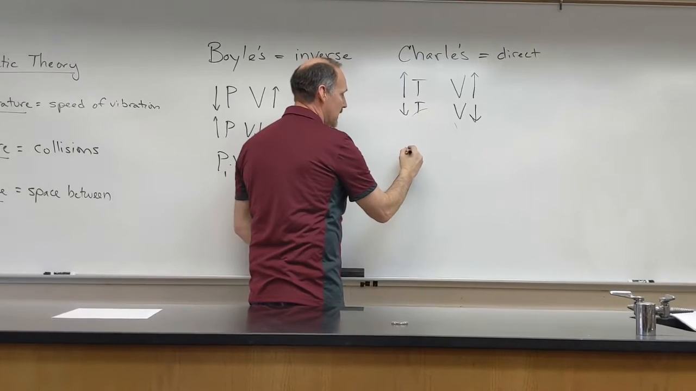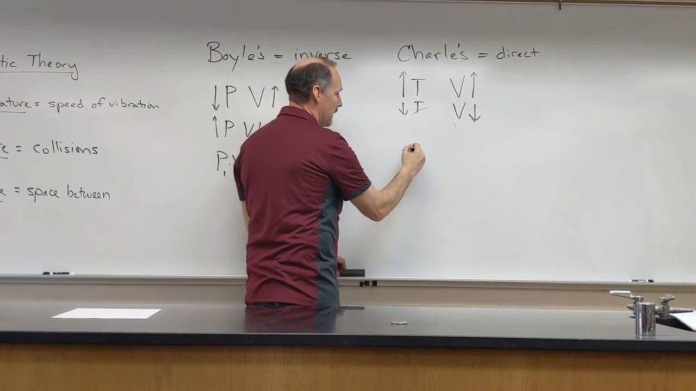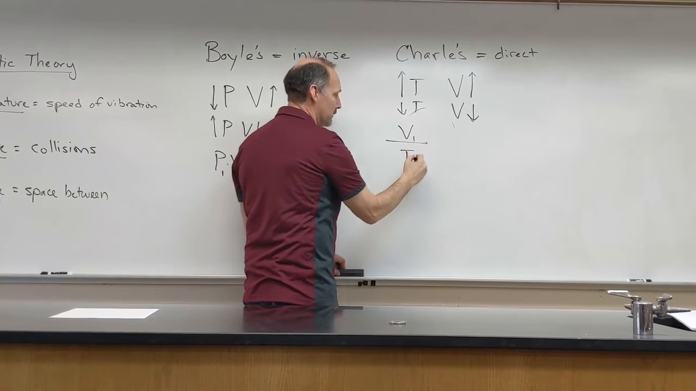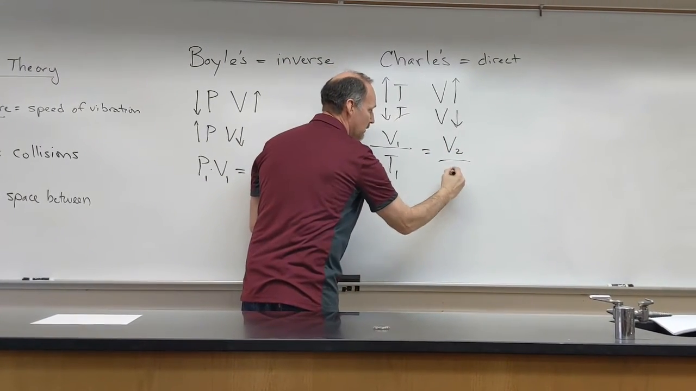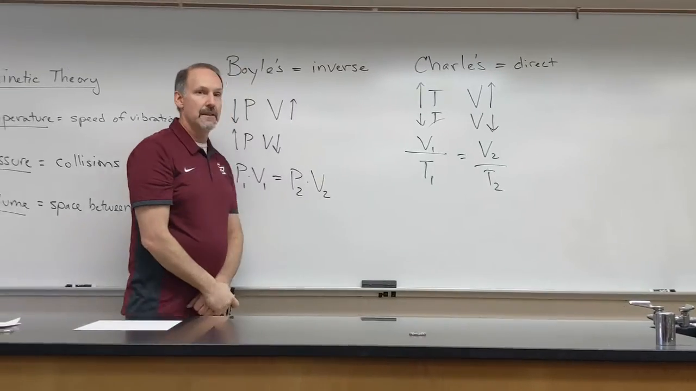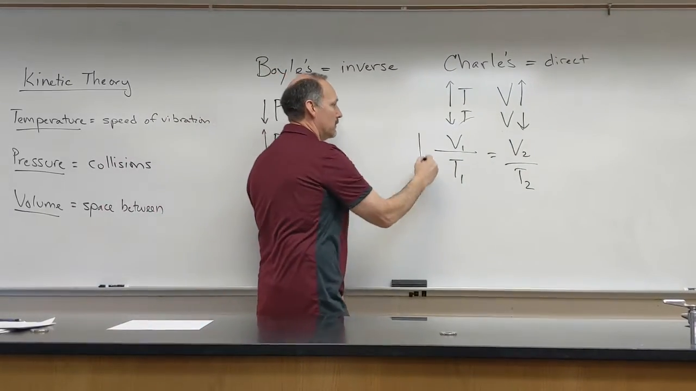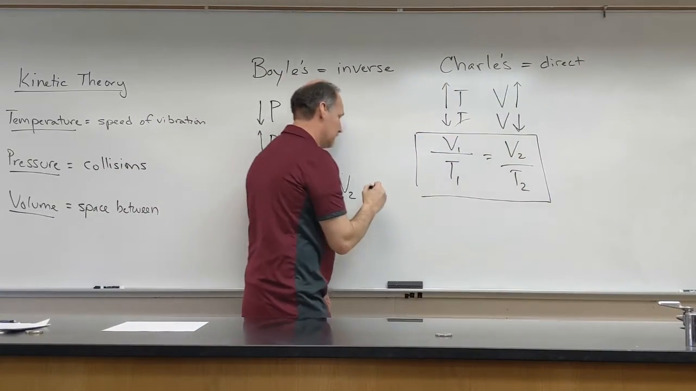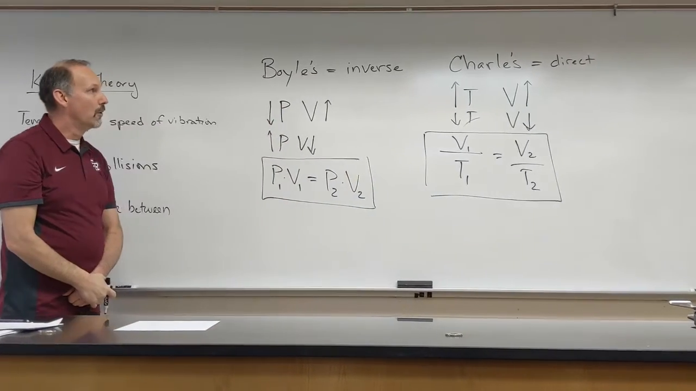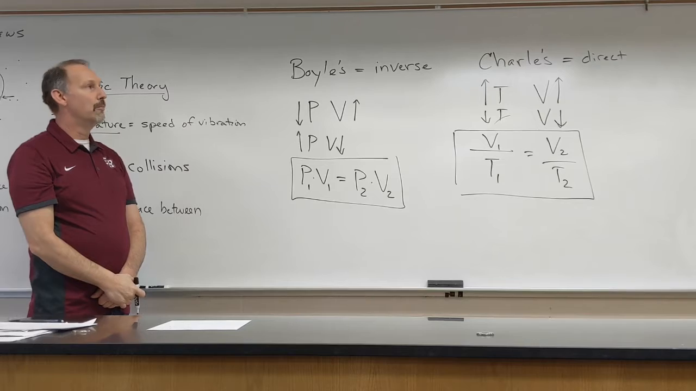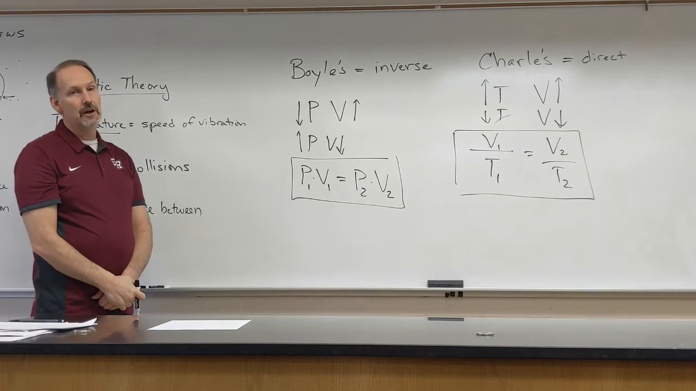Which means we would take the temperature and divide it into the volume, and then we would take the new volume and put the temperature on the bottom on the other side, and that way the relationship would be steady. So we have discovered Boyle's law and Charles' law. Boyle's law is inverse, Charles' law is direct.